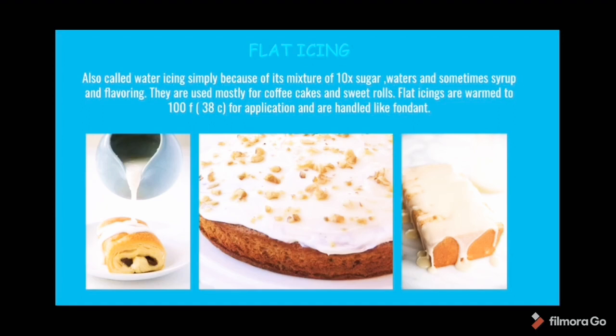The flat icing, also called water icing, simply because of its mixture of 10X sugar, water or liquid, and sometimes syrup and flavoring. So as you can observe, it is mostly made of liquid. Watery. They are used mostly for coffee cakes and sweet rolls like Macapuno roll or Brazo de Mercedes, my favorite. Flat icings are warmed to 100 degrees Fahrenheit or 38 degrees Celsius for application and are handled like a fondant.